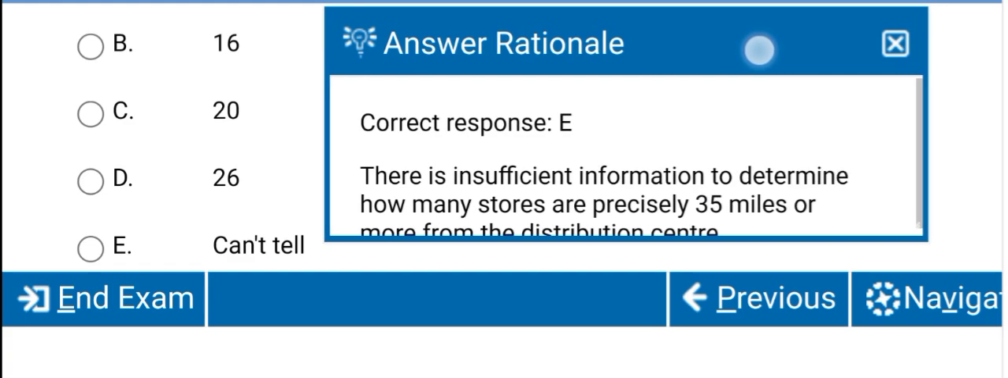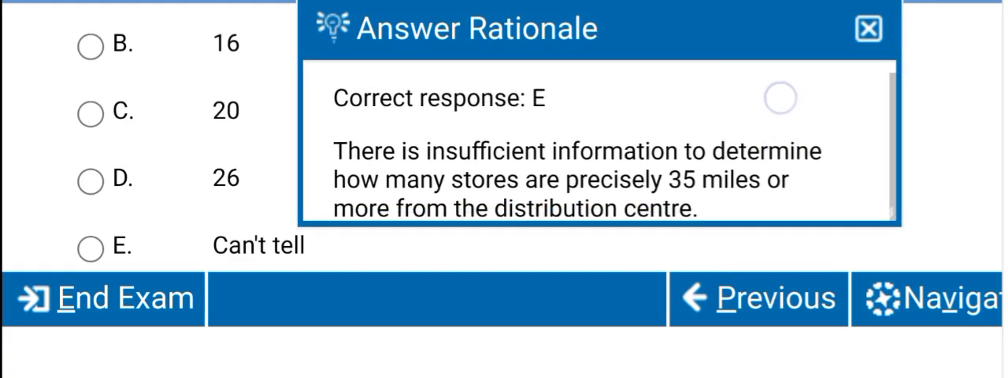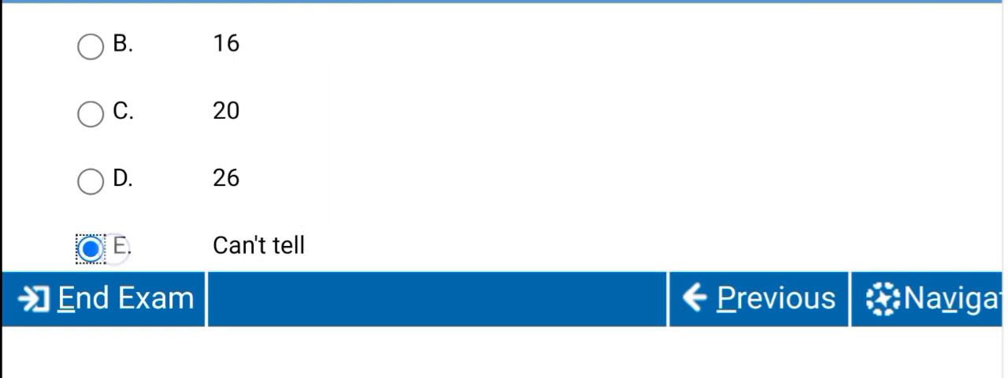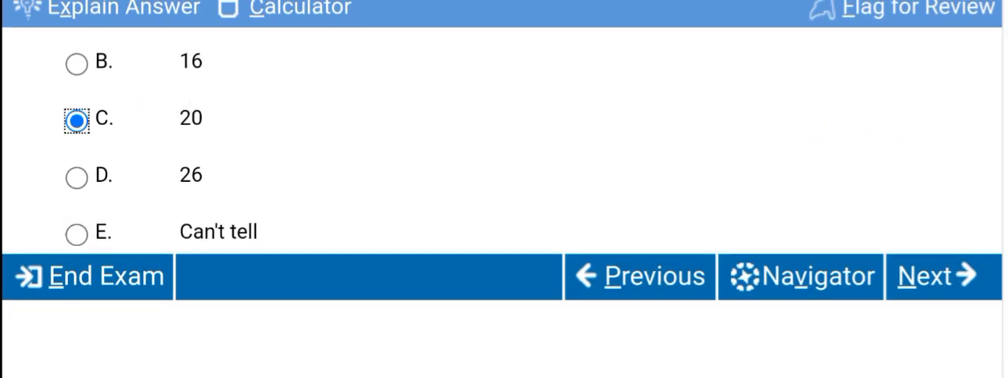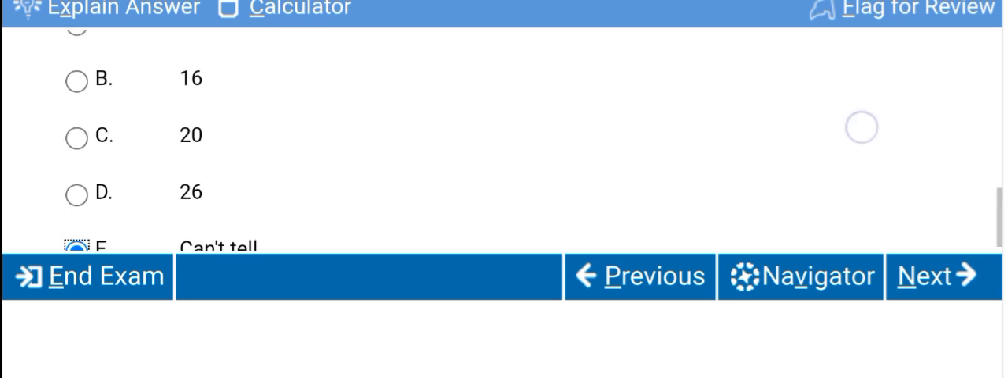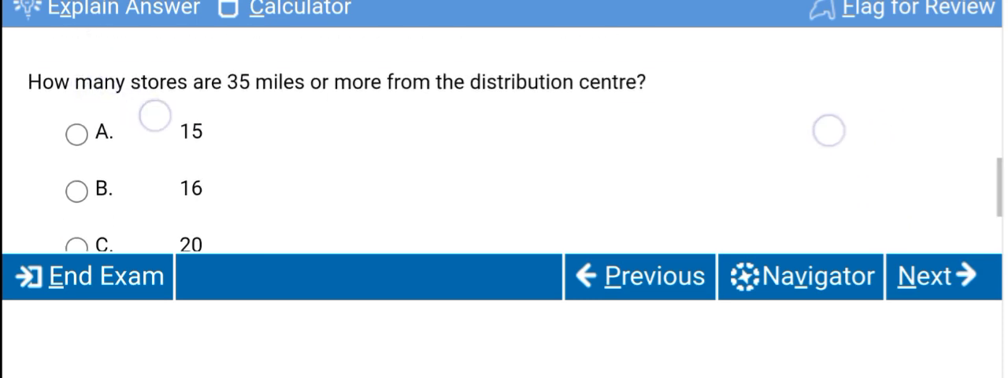So the correct response is option E, that there is insufficient information to determine how many stores are precisely 35 miles or more from the distribution centers. That's why we say option E is the correct option, because we can't tell this information.